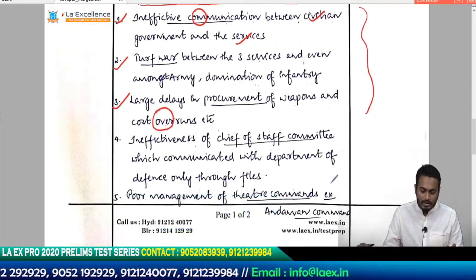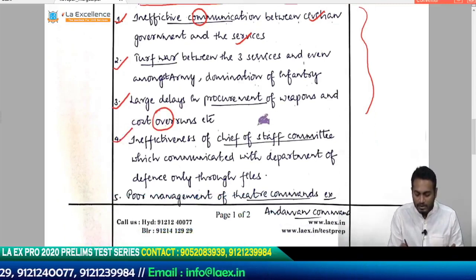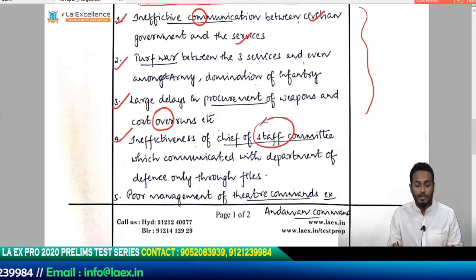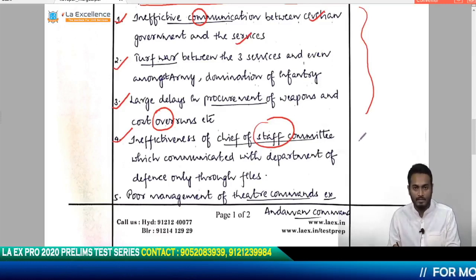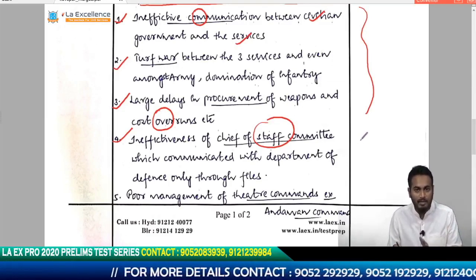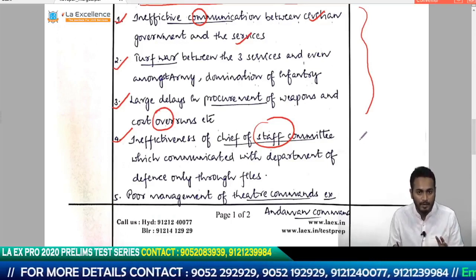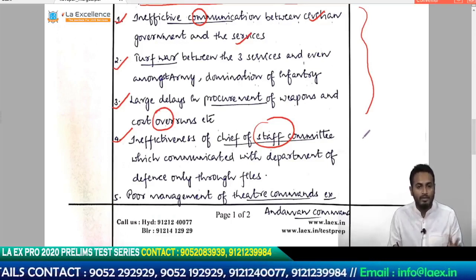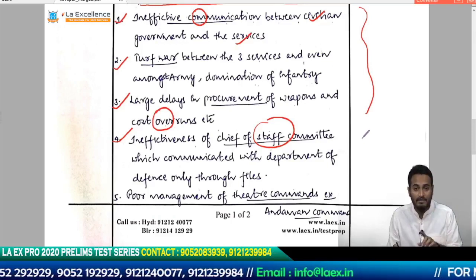And then what else does it have? Ineffectiveness of the chief of staff committee. So this is a good point. He's basically telling you by establishing the history of this post. The CDS has been recommended since the Kargil review committee, but then in addition to that, he's telling me that there was chief of staff's committee which broadly had good amount of powers, but it was not functioning well because of several reasons, which is why we have CDS.